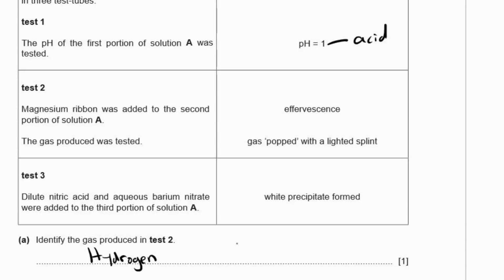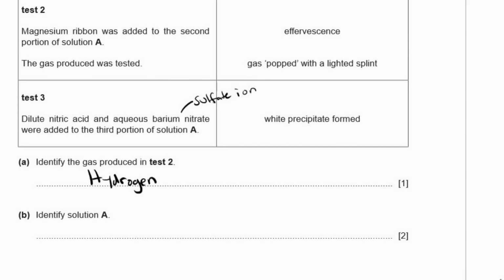Okay, so dilute nitric acid and aqueous barium nitrate were added to the third portion of solution A. A white precipitate was formed. So the test using nitric acid and aqueous barium nitrate is to test for the sulfate ion, which means that a white precipitate forms. That means that there's a sulfate ion present. So we know that there's a sulfate ion, it's an acid, and hydrogen gas is produced. What is solution A? Well, solution A is sulfuric acid.